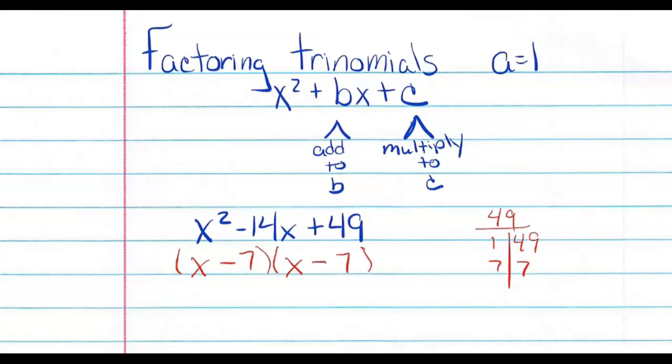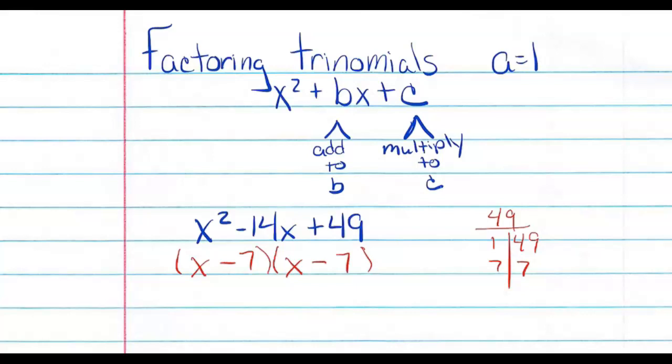And what happens when I multiply negative 7 times negative 7? Well, two negatives being multiplied together result in a positive. So if your last term is positive and your middle term is negative, you're looking for two negative integers that are going to add together.